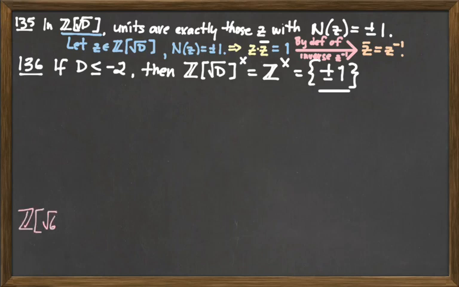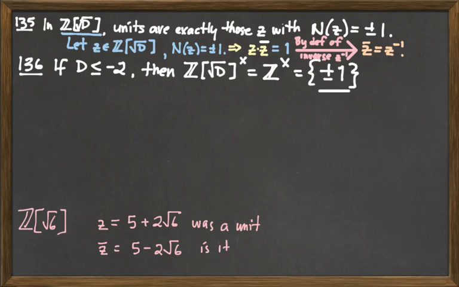If you recall, we had this element, z equals 5 plus 2 square root of 6. I think that's what it was. And we showed that this was a unit. How we showed that is we showed that z conjugate was its inverse. And the reason that we could do that is, what was the norm of this element? It was 1: 5 squared minus 2 radical 6 squared.